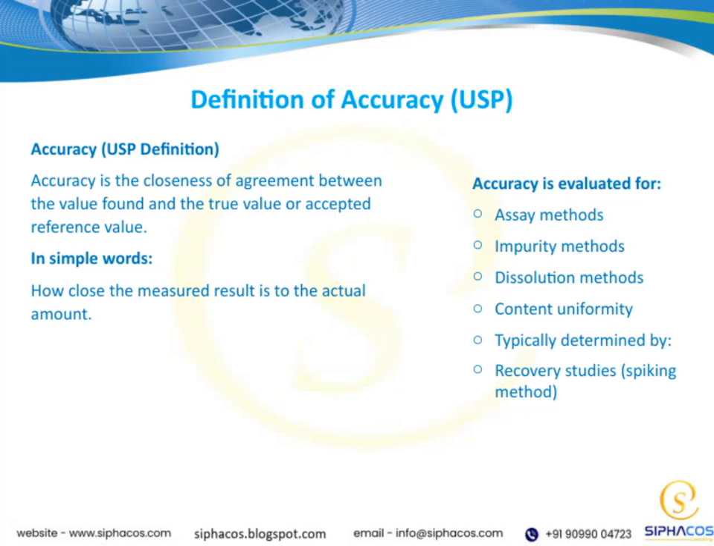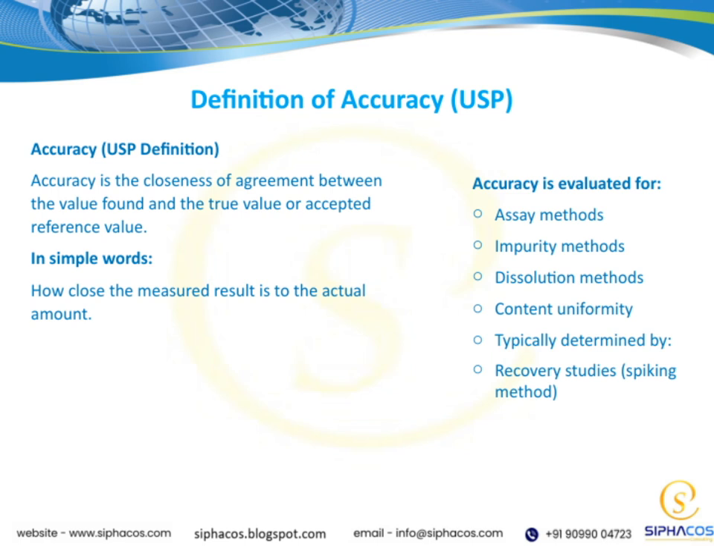Now, let's talk about how we evaluate accuracy in our analytical methods. Accuracy is assessed across several key areas: assay methods, impurity methods, dissolution methods, and content uniformity. Each of these plays a crucial role in ensuring the reliability of our results. Typically, we determine accuracy through recovery studies, often using what's called a spiking method. This involves adding a known amount of analyte to the sample and then measuring how much we can recover.